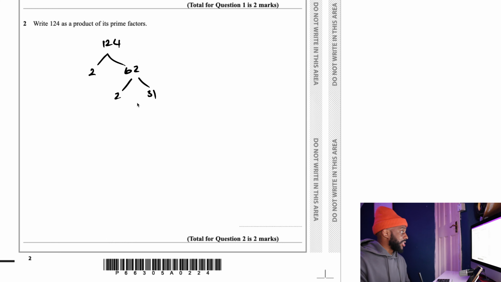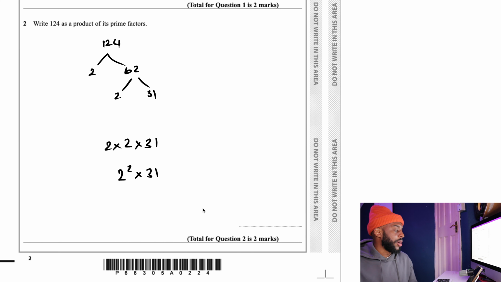And then at this stage, I think that's it. Yeah, at this stage, that's it. So we just write it out as 2 times 2 times 31, and that's our answer. Or you can put 2 squared times 31. Up to you.